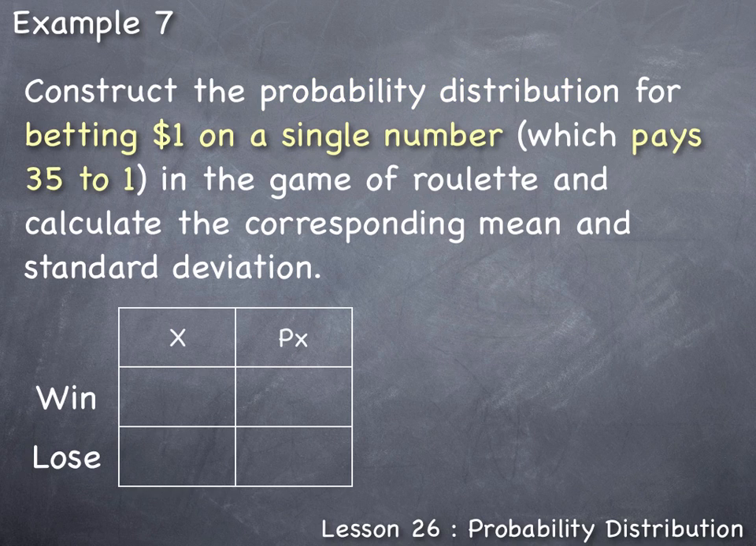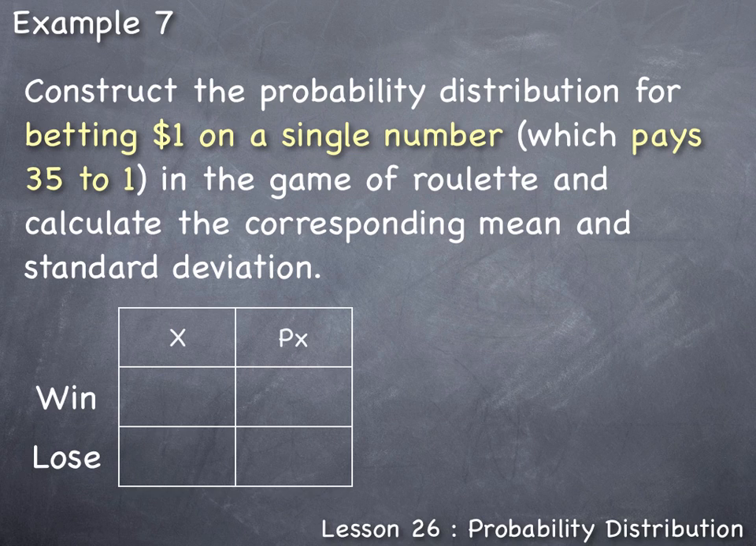Here, we're betting $1 on a single number, which pays 35 to 1. When a bet is made that pays odds of 35 to 1, that means for every $1 you bet to risk to lose, you can gain $35 for a win. Thus, in this case, betting $1 on the single number, we're either going to win $35 or we're going to just lose $1. That's what a 35 to 1 bet pays.